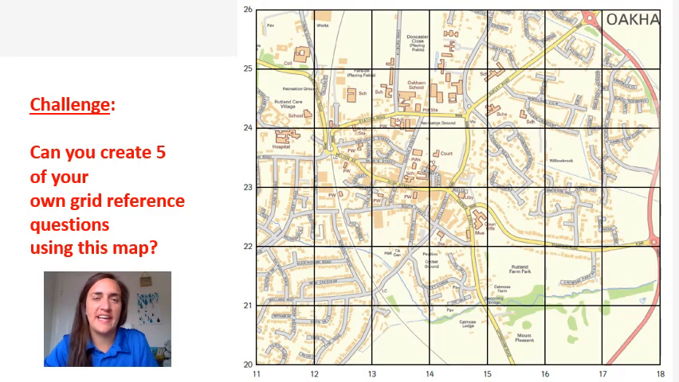Another superstar challenge, if you are ready for it today, is using the map that's on the screen now. I'd like you to write 5 of your own grid reference questions using this map. For example, you may say, in which coordinates or grid reference is Oakham School? And the answer would be 13, 24, as Oakham School is here.